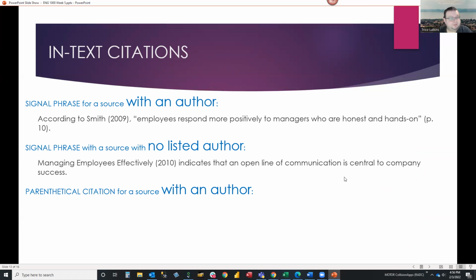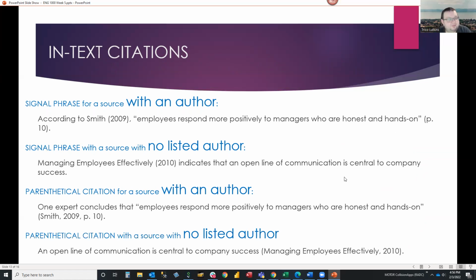All right, here's some examples of in-text citations. So a single phrase for a source with one author. In your sentence here, you could say according to Smith, and then you would just have the date here. Now, in here, you're already naming the author, so you don't have to put Smith inside parentheses.